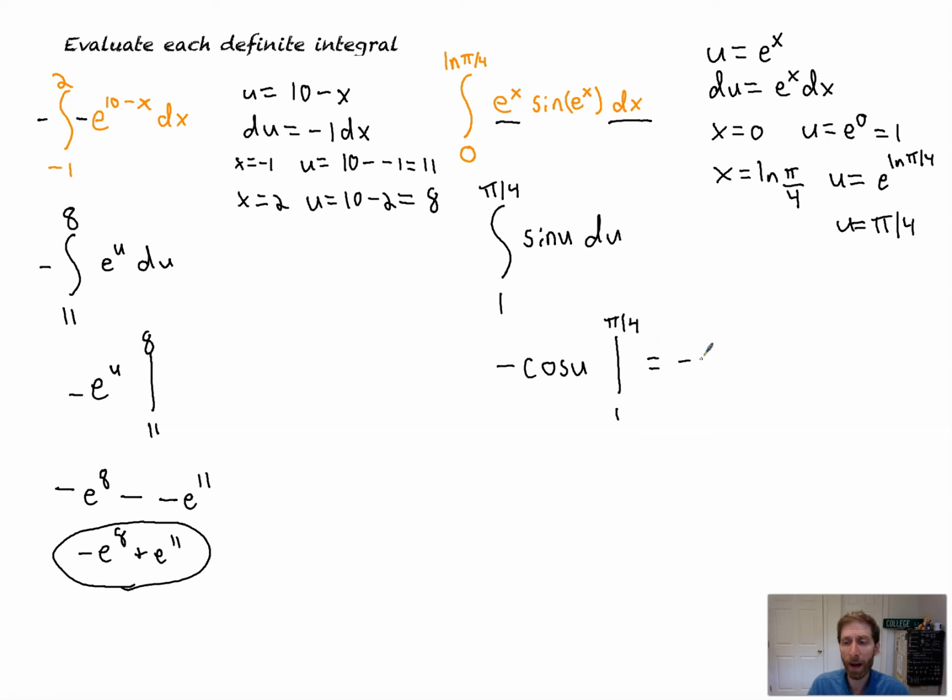So this is going to be minus cosine of pi over 4. Minus, that's from the fundamental theorem. Minus, the second minus is from the actual function, cosine of 1. And so that's going to be minus root 2 over 2. Minus a minus is plus whatever the cosine of 1 is.